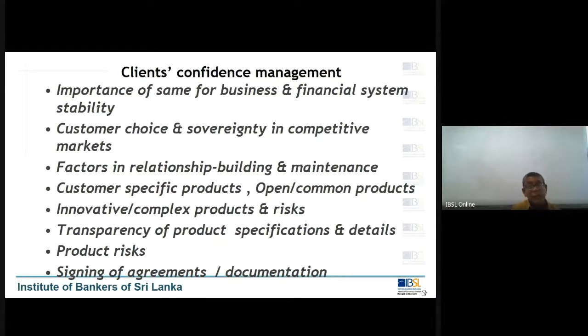And also, what is customer choice and sovereignty in a competitive market? As I explained to you, we have around 29 licensed banks altogether, and we have around 39 and 3, 4 financial institutions, and on top of that we have insurance companies, right? Primary dealers, all are fighting for our stock market, all are fighting for our pocket. So there will be a lot of competition taking place. So what is customer choice? We are going to discuss a little bit on that.